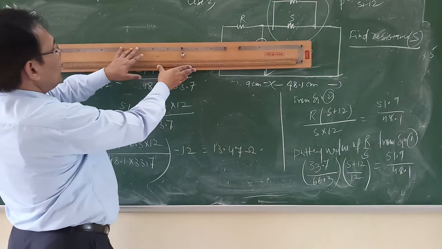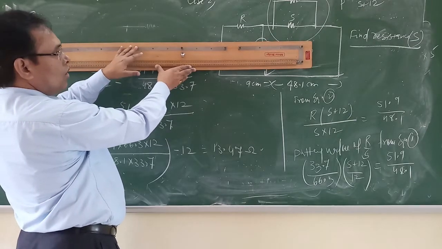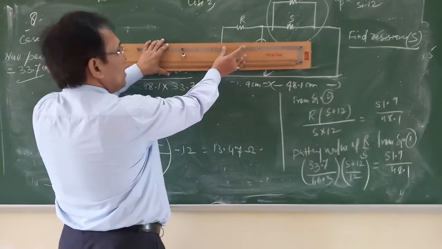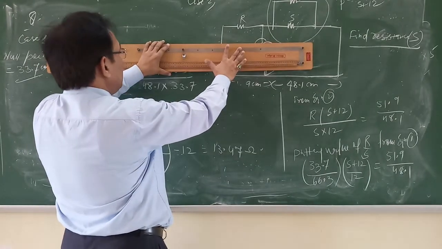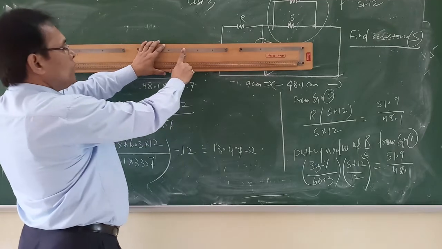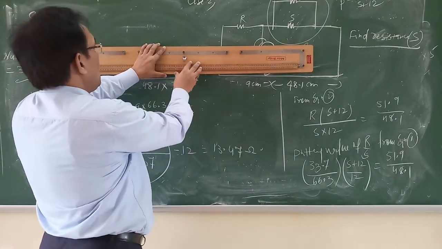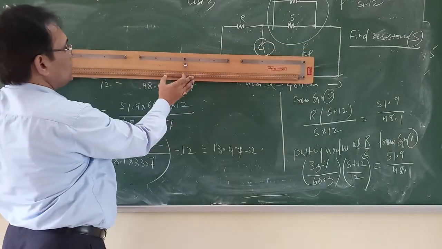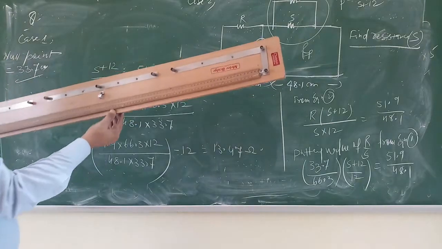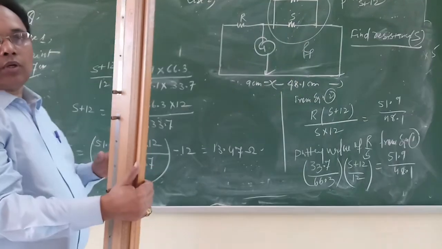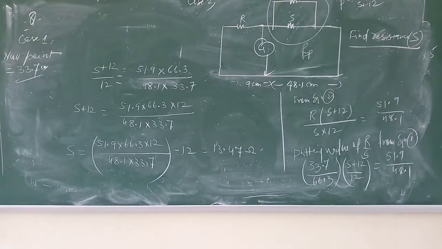And in these two gaps you have to connect the unknown resistance, which is to be determined, or a resistance box. This is the middle point where you have to connect the galvanometer and then the jockey, and you slide the jockey on this wire and check the deflection in the galvanometer. So this is the use of the meter bridge in finding the unknown resistance.